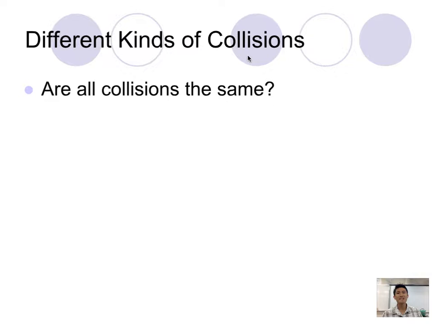Today, our topic is the different kinds of collisions. We looked at momentum, we looked at impulse, we looked at the conservation of momentum, and today we're going to finish off by looking at the different kinds of collisions there are.